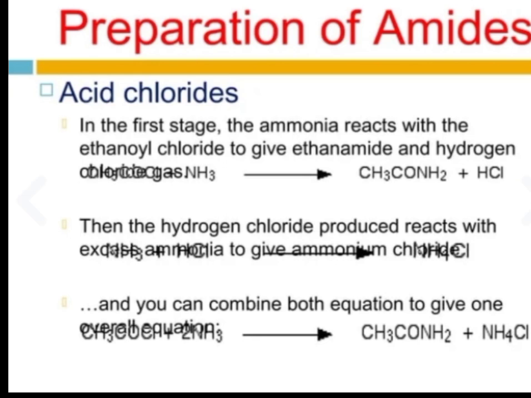Let's proceed with the next preparation of amides, which is acid chlorides. In the first stage, the ammonia reacts with ethanoyl chloride to give ethanamide and hydrogen chloride. Then the hydrogen chloride produced reacts with excess ammonia to give ammonium chloride. You can combine both equations to give one overall equation. For further information, you can use your phone to search online, and make sure you have a guaranteed, legit source.